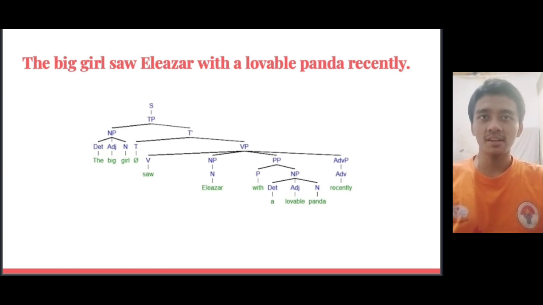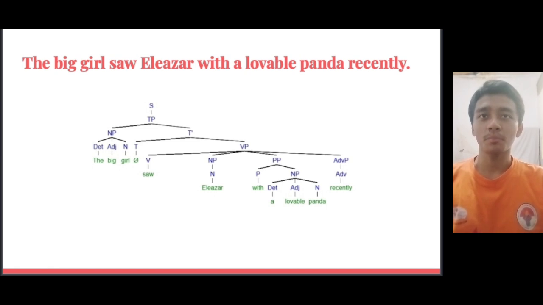The T-bar, an intermediate level in the tense phrase. The tense is null tense, indicating past tense. The verb phrase, saw Eliezer with a lovable panda recently, describes the interaction of the girl. The verb saw, the main verb. Eliezer, the direct object of the verb saw. The noun is Eliezer, a proper noun. The prepositional phrase, with a lovable panda, modifies the verb saw, indicating who or what was seen along with Eliezer.